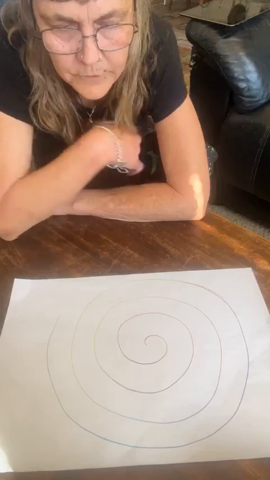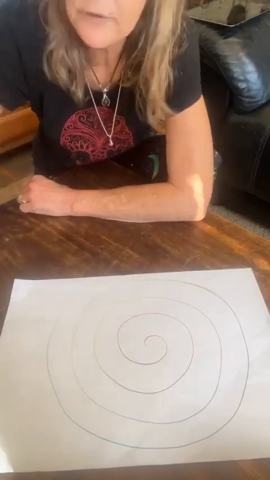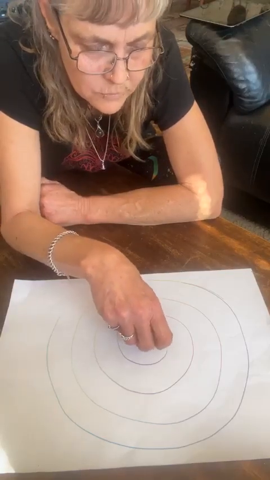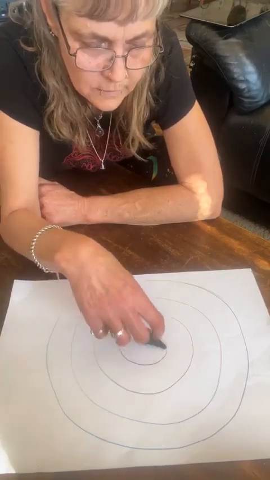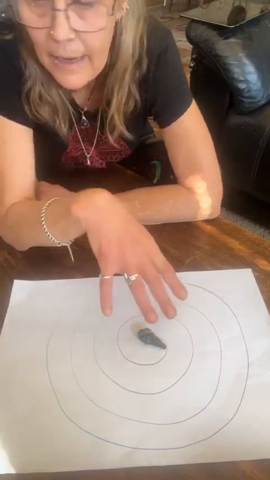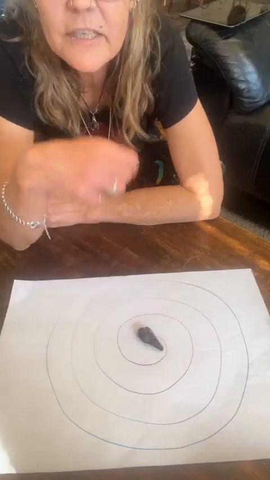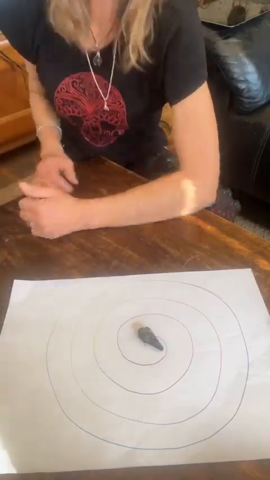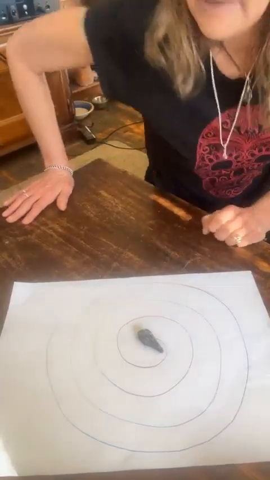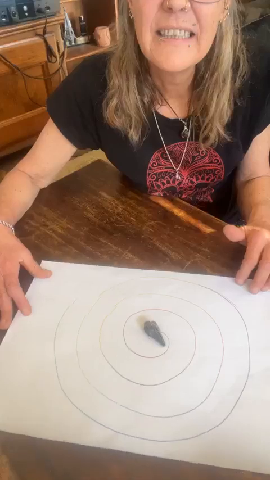Okay. So our grid is the spiral. Our focus stone is going to go in the middle of that spiral, and I'm going to point it towards the beginning of the spiral. Remember, when you're placing your stones, you're putting your intention into them as you place them down. Can you see that okay?